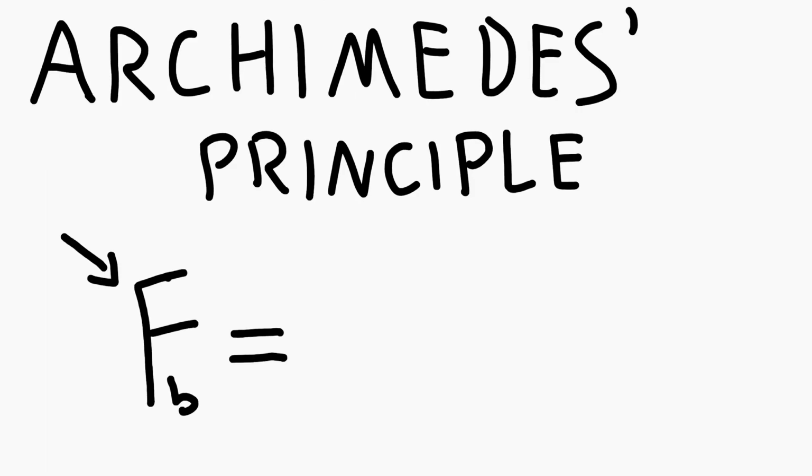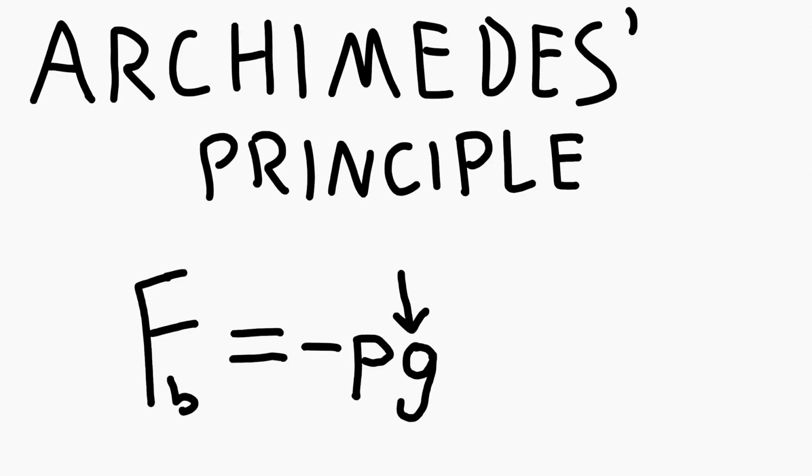Buoyancy in real life operates under a simple formula called Archimedes' Principle, which states that the upward buoyant force on an object is equal to the fluid density multiplied by the acceleration due to gravity multiplied by the volume of the object submerged.